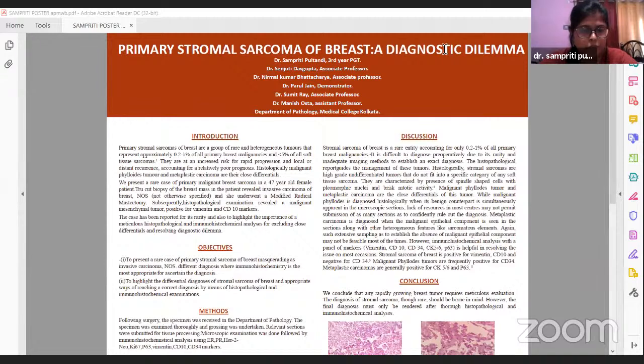Our objective in this case is to present a rare case of primary stromal sarcoma of breast masquerading as an invasive carcinoma of breast, not otherwise specified, and to highlight the differential diagnosis of stromal sarcoma of breast and appropriate ways of reaching a correct diagnosis.